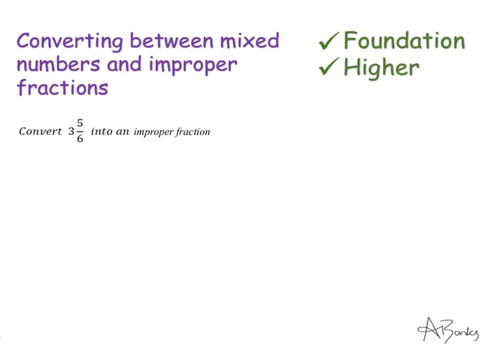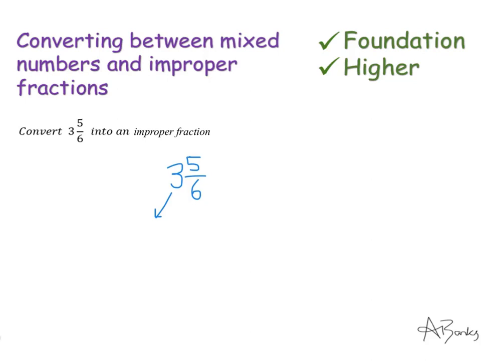So in our last examples, we were looking at integers, which are just whole numbers, and converting those into improper fractions, which are sometimes called top-heavy fractions. In this example, we have a mixed number. So a mixed number is just an integer and a fraction together. So in this example, we have 3 and 5/6. So converting this into an improper fraction, I'm going to have to change this 3 into a fraction and then add it on to my 5/6 that I have here.